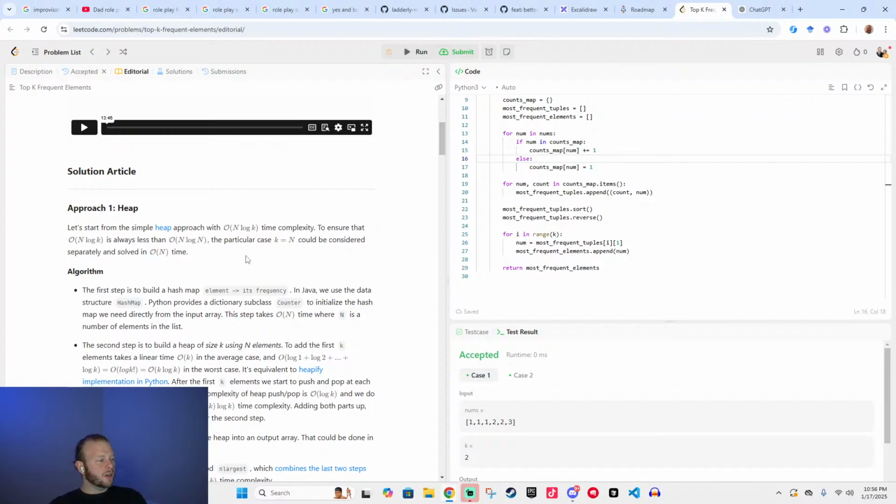To ensure that n log k is always less than O n log n, the particular case k equals n could be considered and solved separately. I don't know that I buy that. Do you buy that? Because what about the case where k is n minus 1? It's still asymptotically n log n. I guess that's all they're asking for. So it can be asymptotically n log n, but it's strictly less. And that's why they keep going on about the average case then, I guess.